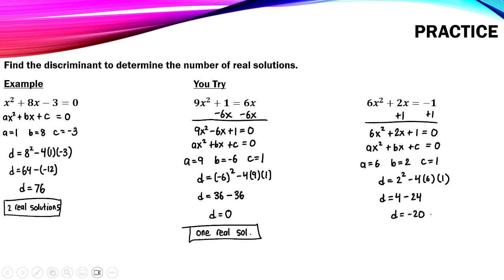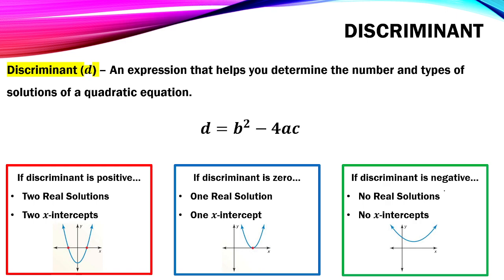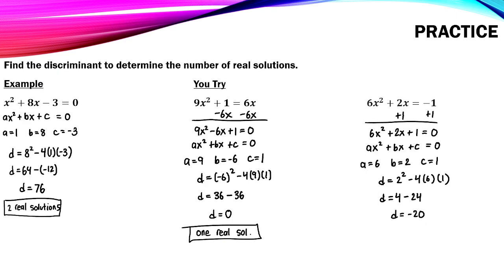So now my discriminant is negative. And again, according to our last slide, if your discriminant is negative, we have no real solutions. So for this one, let's write no real solutions. So hopefully you guys got that as well. That's how we use the discriminant to determine how many solutions quadratics would have.